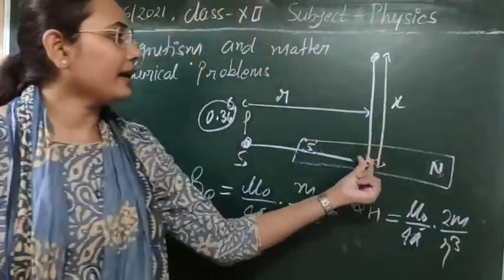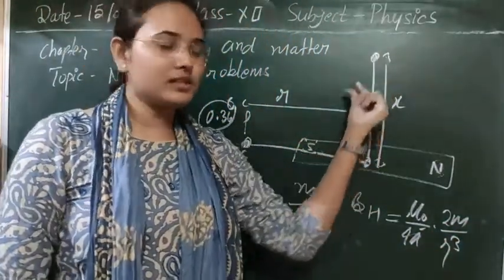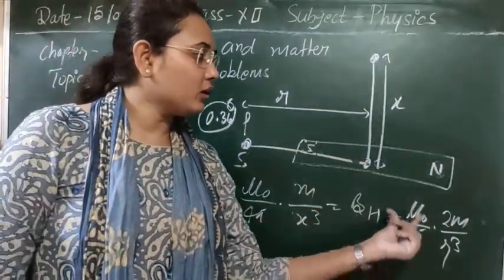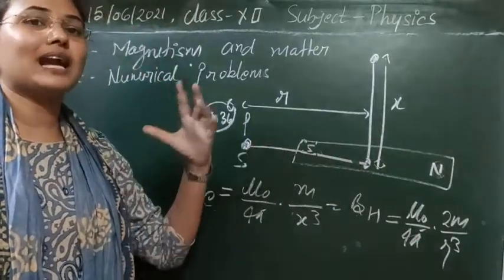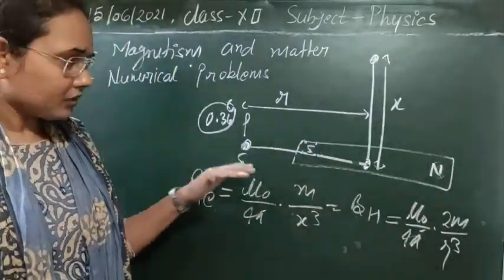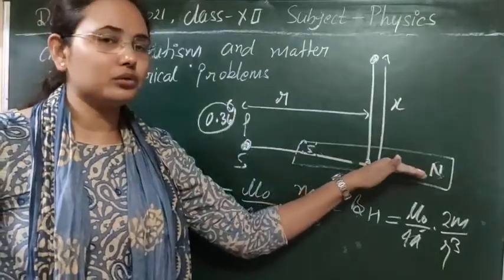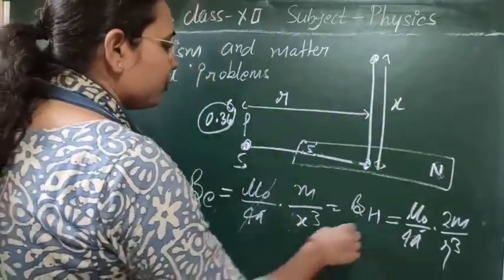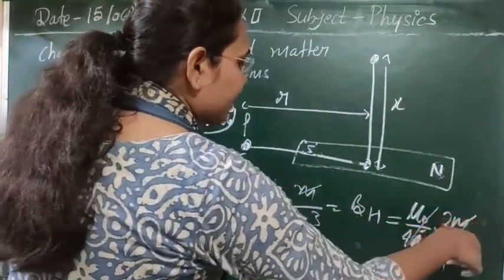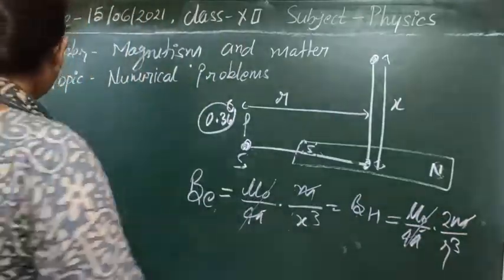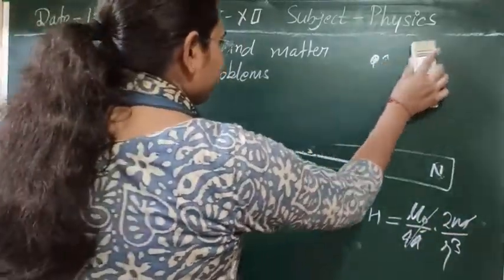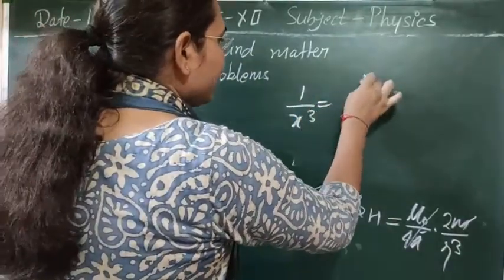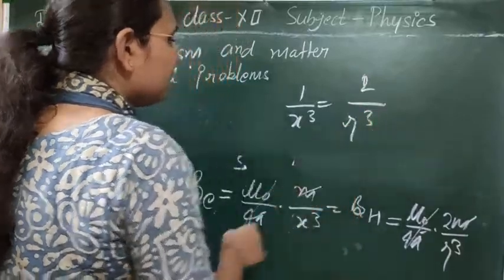And now we are getting the null point at x distance for the same magnet, so we can represent it by the equatorial one. So this should be equal to this one, the condition for the null point that we got before. Whenever we get a null point, we can equate that. Now if you equate these two equations, then mu 0 upon 4 pi will be cancelled out, m will be cancelled out, and finally after solution we can obtain 1 upon x cube should be equal to 2 upon r cube.